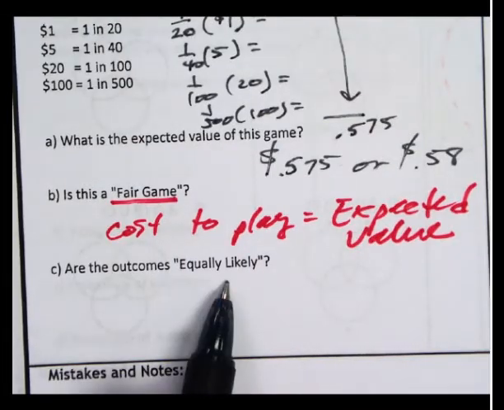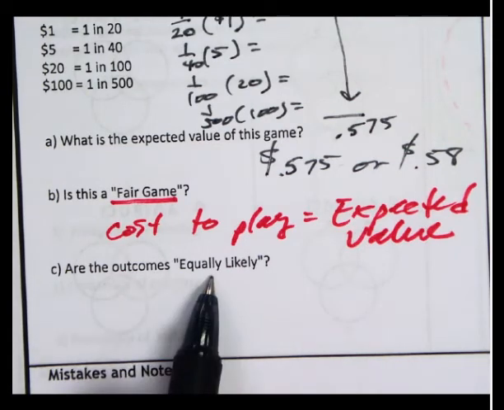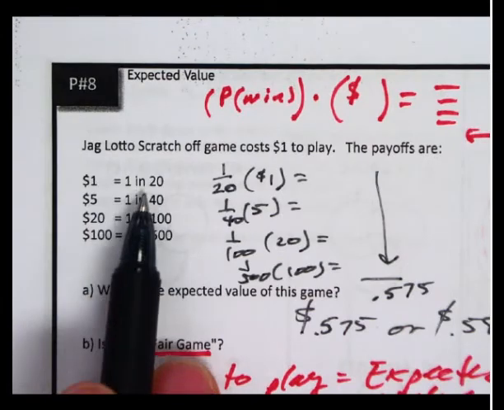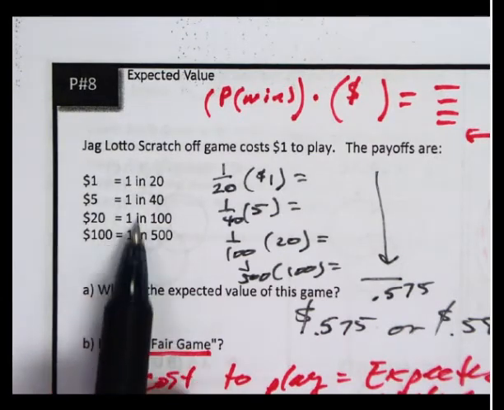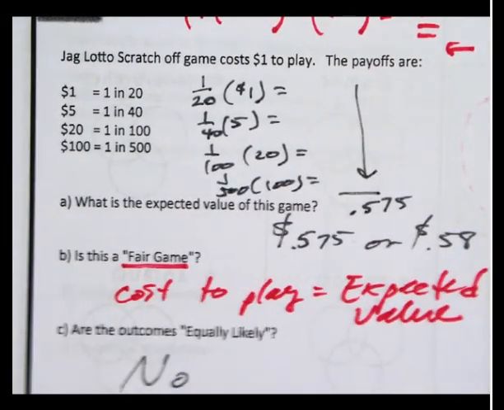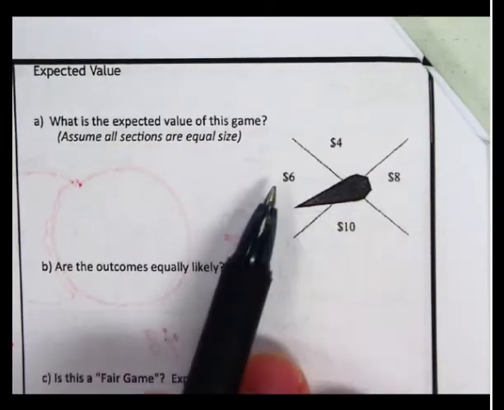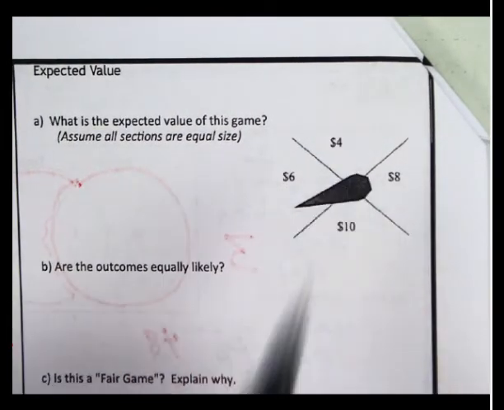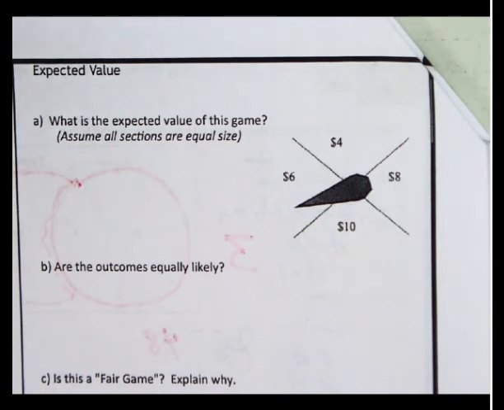Are the outcomes equally likely? Well, that's a different question. Equally likely means you have an equal chance of getting any of the outcomes. When I look at this, these are all different numbers. Those are not equally likely, 1 in 20, 1 in 40, and so on. So the answer to that question is no. Now, if you look at the spinner that's over here, those are equally likely because it is equally likely that you're going to come up with one of those numbers on the spinner, because they're the same size region. So that's the difference there.